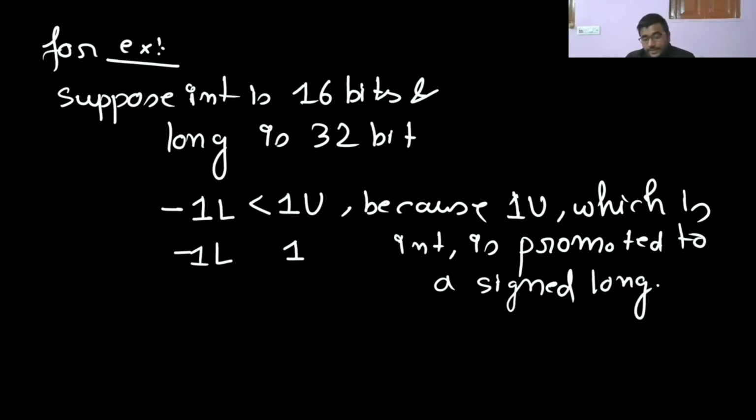Now the next example is very good. With the next example it will be more clear. If I write minus 1 long and 1 unsigned long, between these two which one is greater? If I apply the operator, which is going to be greater? Now this minus 1 long will get converted, and since unsigned long is the higher type, this signed long will get converted into unsigned long.